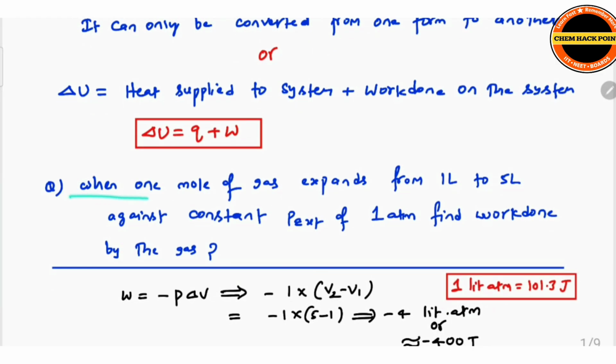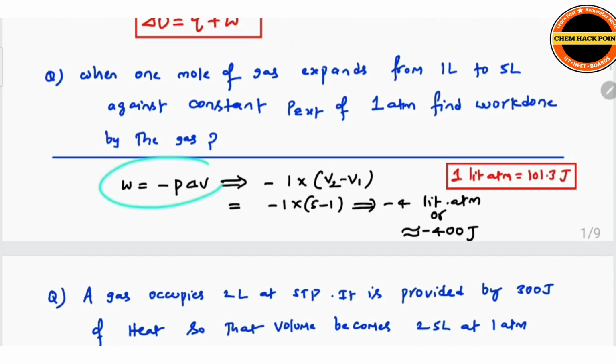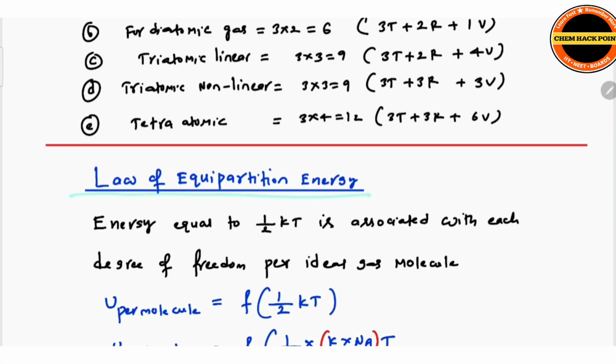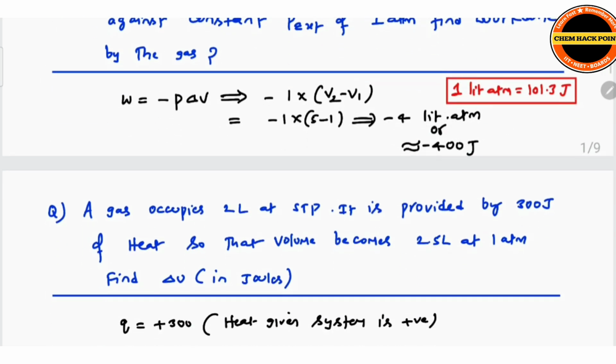For example, when 1 mole of gas expands from 1 liter to 5 liter against constant external pressure of 1 atm, find work done by the gas. So we know general formula W is minus P delta V. So minus 1, delta V is V2 minus V1. So overall we are getting minus 4 liter atmosphere. But we know 1 liter atmosphere is equal to 101.3 joules. So overall it is approximately minus 400 joules.